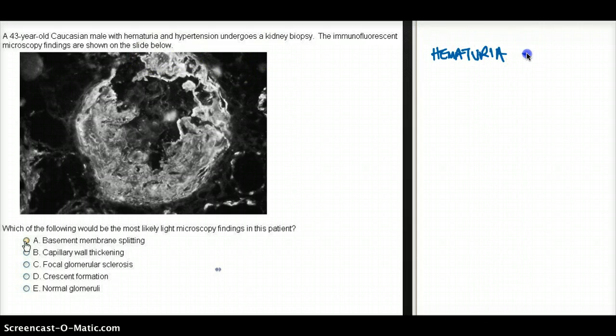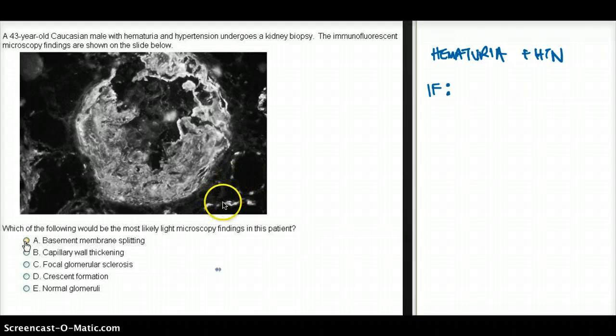and hypertension, okay? I wish we could do this in the exam, take our time to really break it down. I wish we had the time for it, but at least we can learn like this. So he had hematuria and hypertension and undergoes a kidney biopsy. And the biopsy shows that the immunofluorescent microscopy findings are shown on the slide below. And we can see immunofluorescent findings, okay?